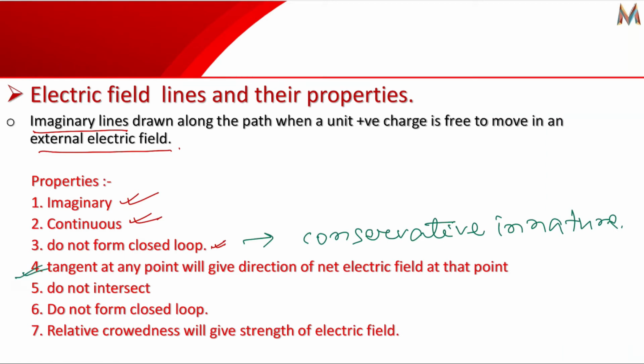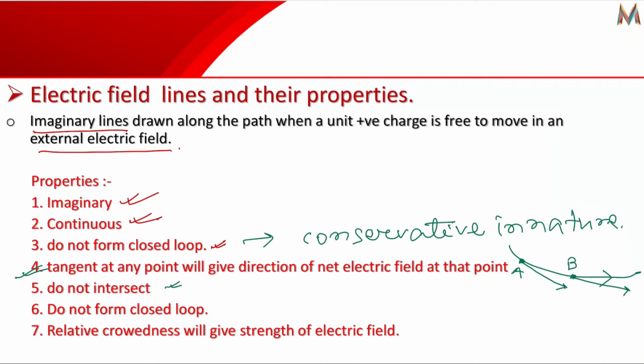Okay. Now the fourth point: the tangent at any point will give the direction of net electric field at that point. Means this is an electric field line and we want to find the direction at this point. Then at this point we will draw the tangent. The tangent drawn at this point will give the direction of net electric field at that point. At point A the direction of electric field will be along A. Let another point be B here, and we want to find the direction of net electric field at this point. Then again we will draw a tangent. That tangent will give the direction of net electric field intensity at that point. So that is the fourth point.